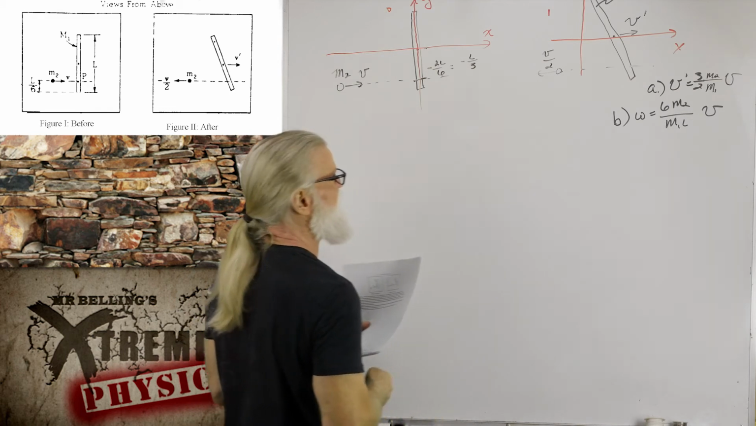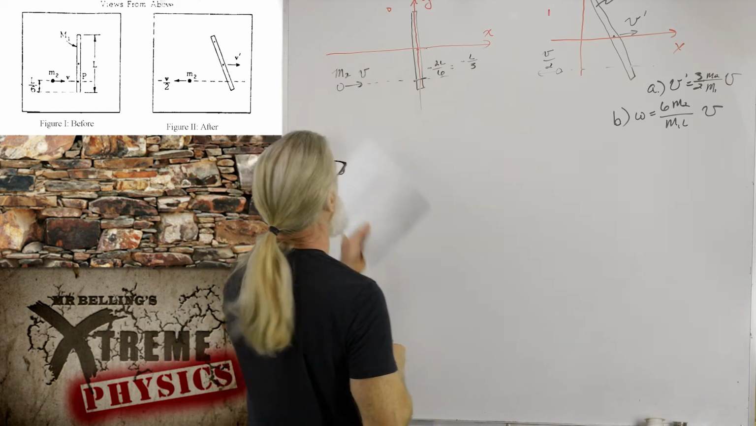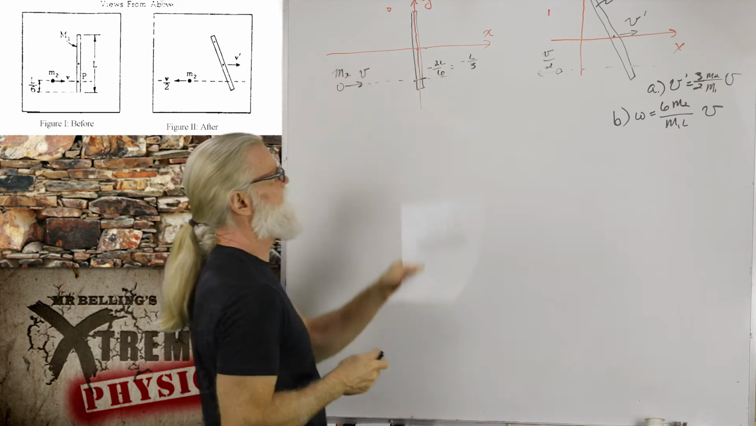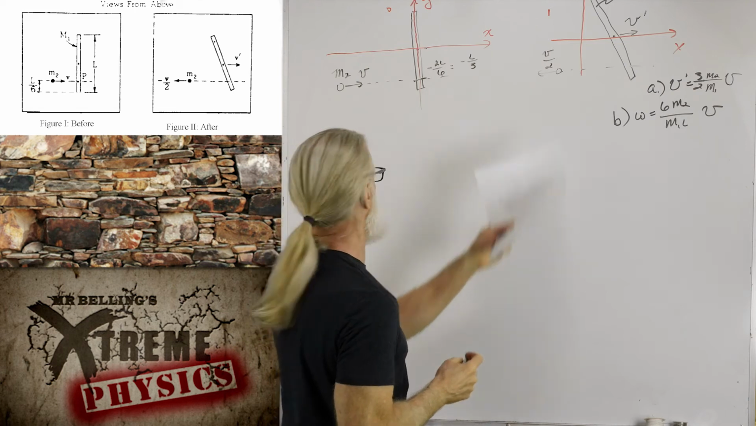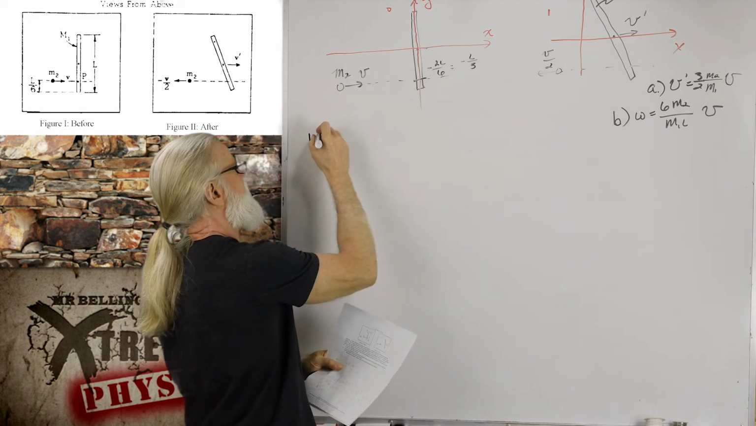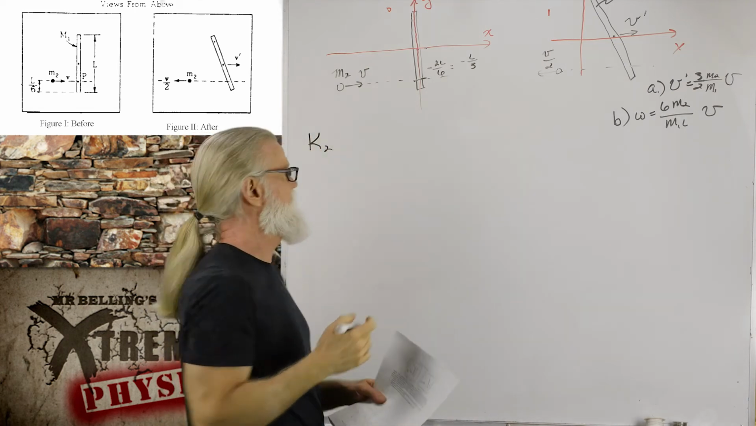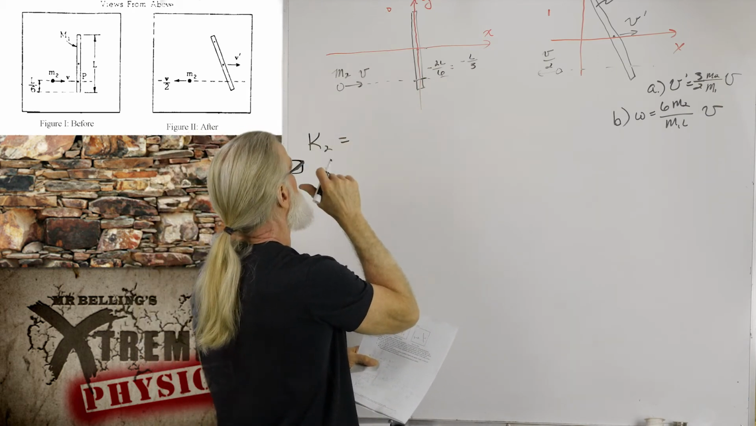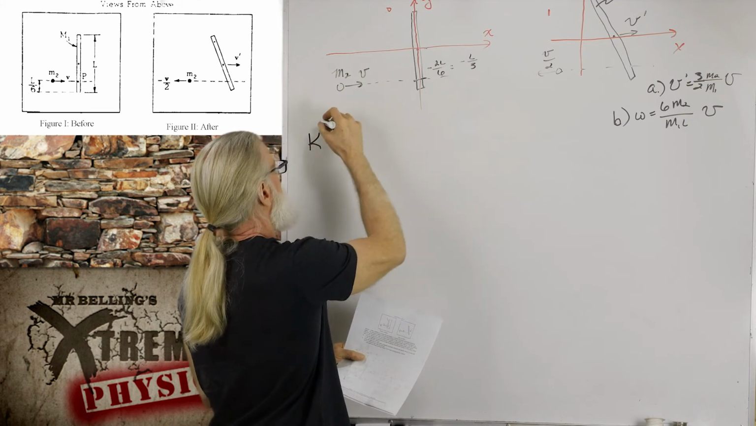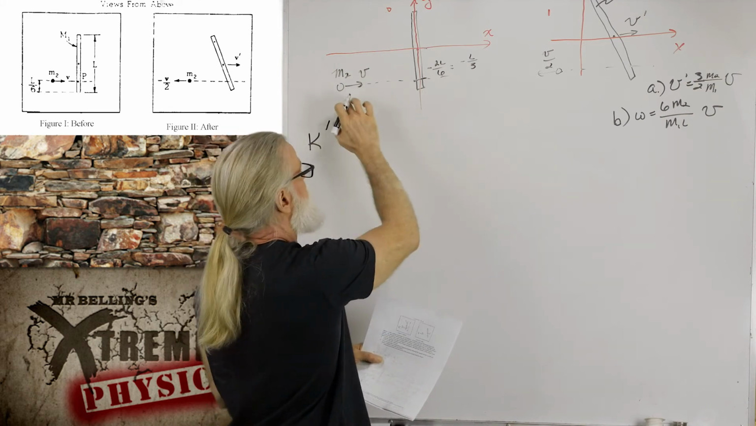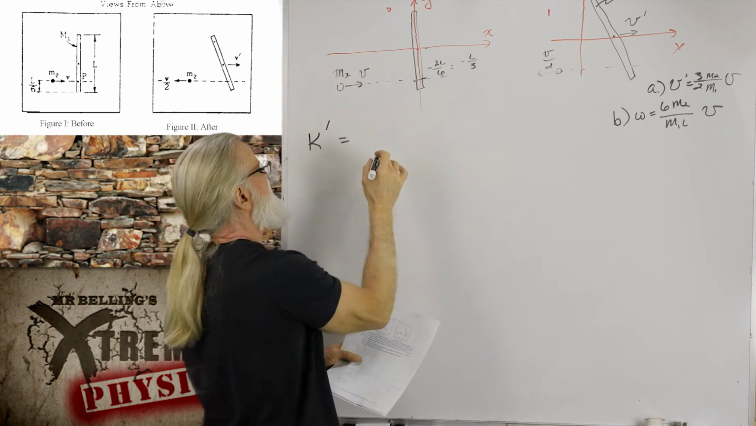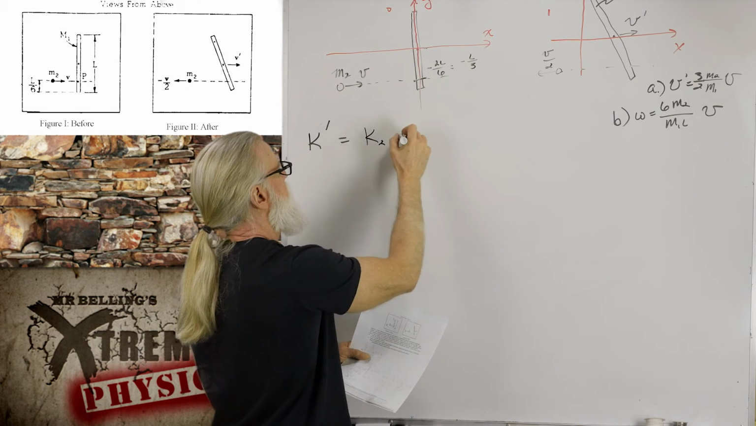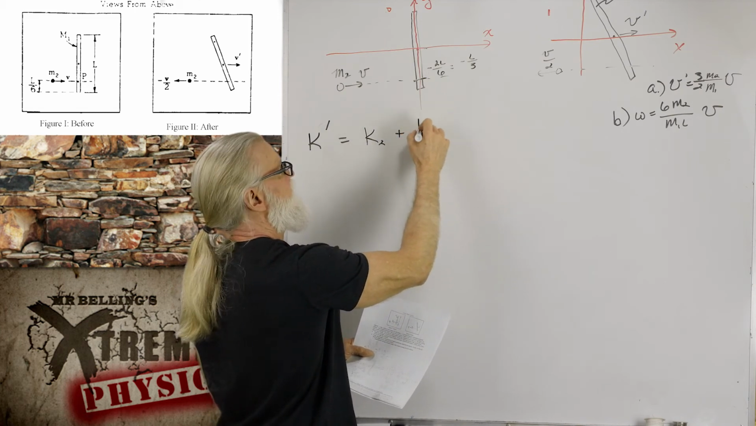All right, to find the change in kinetic energy, the initial kinetic energy is just 1/2 m2 v squared. So we need to find the kinetic energy afterwards. That's going to take a little work, I think. So K afterwards, I'm going to call this K prime, just because I'm using 2 for the mass here, is going to equal K of 2 plus K of 1.